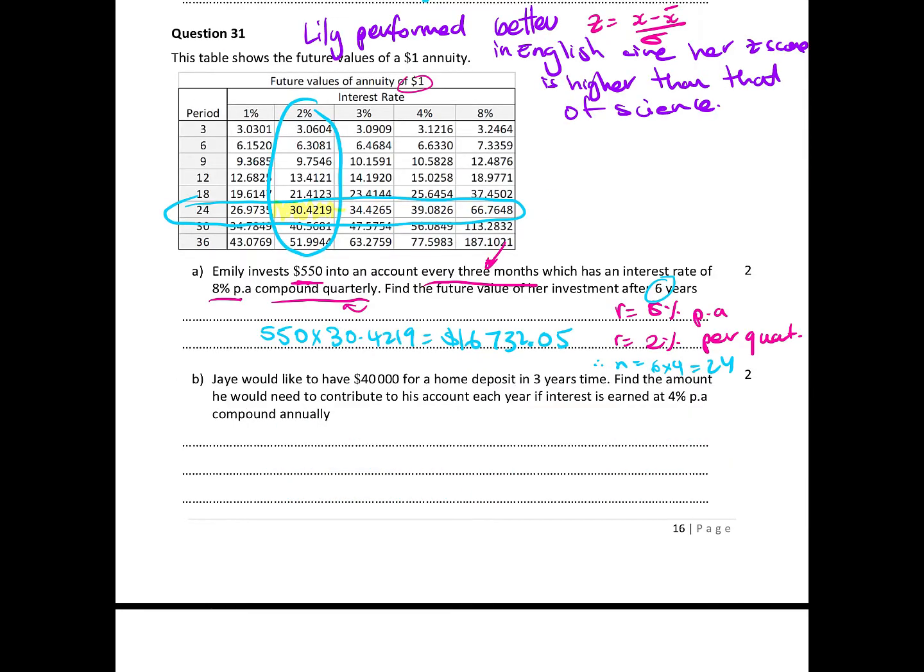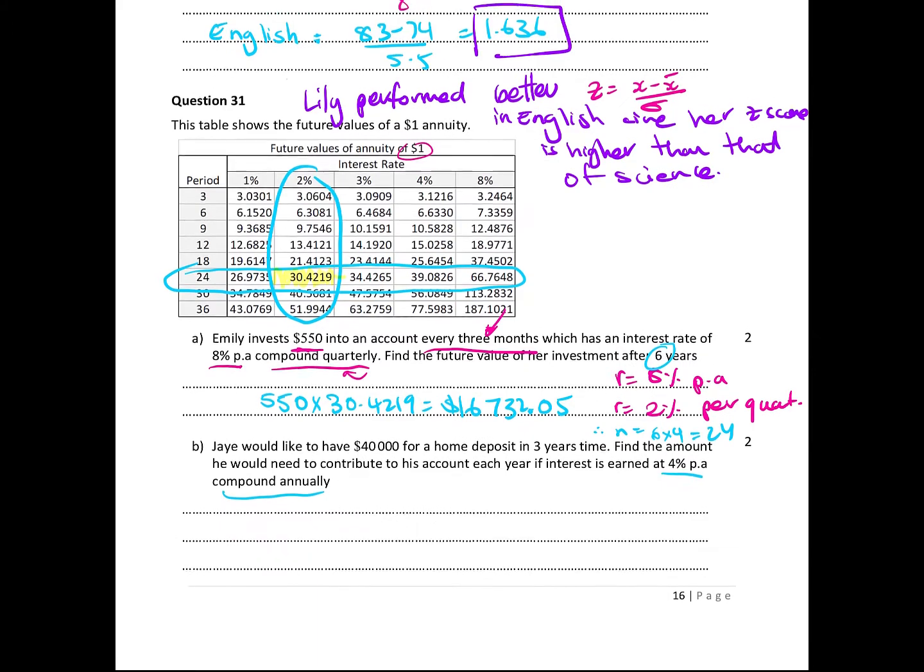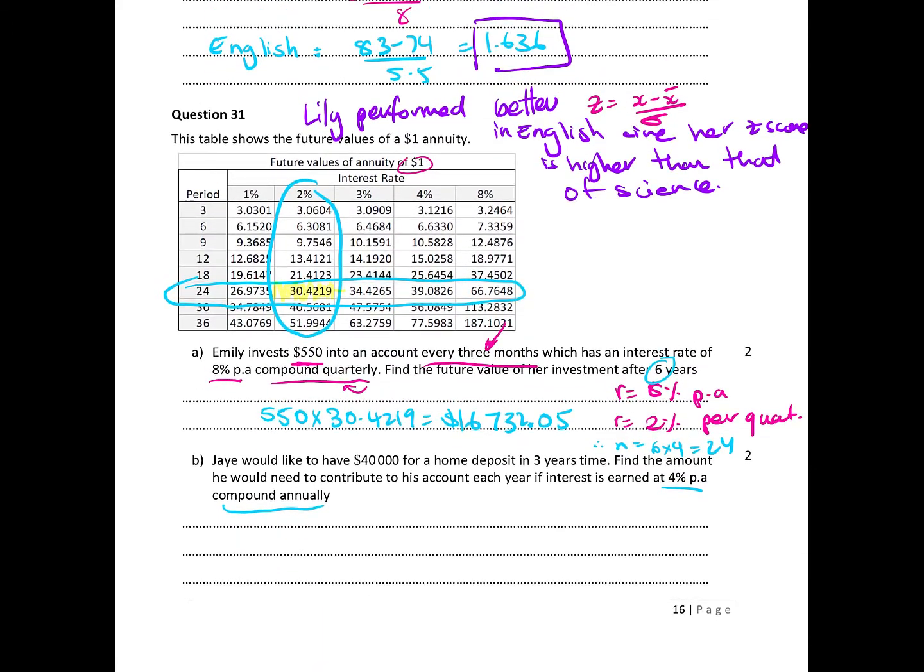$16,732.05. Part B, Jay would like to have $40,000 for a home deposit in 3 years' time. Find the amount he will need to contribute to his account each year if the interest is at 4% per annum compounded annually. Okay, that's great. So this one is going to be 4% per annum over 3 years. So that's the intersection there.